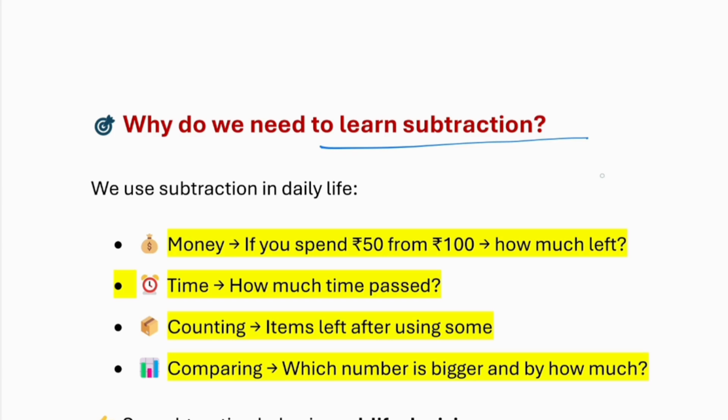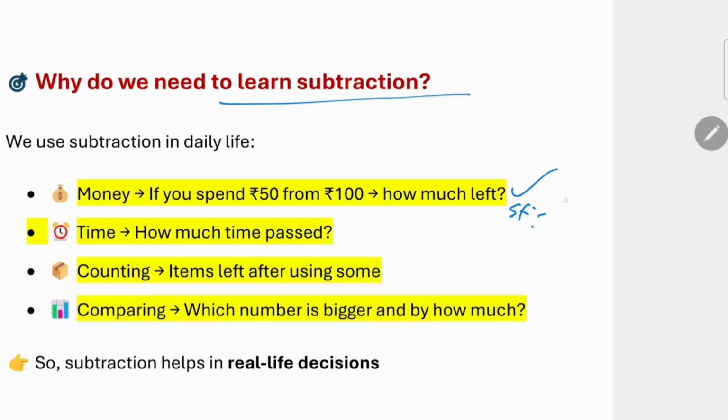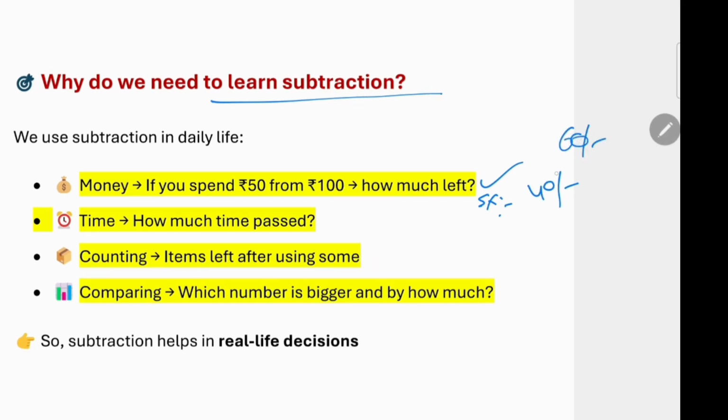Those are to calculate remaining money after spending. For example, if you spend 40 rupees from 60 rupees, then how much is left? In this case, we use subtraction. Therefore, 60 minus 40 is equal to 20 rupees. So, 20 rupees left.